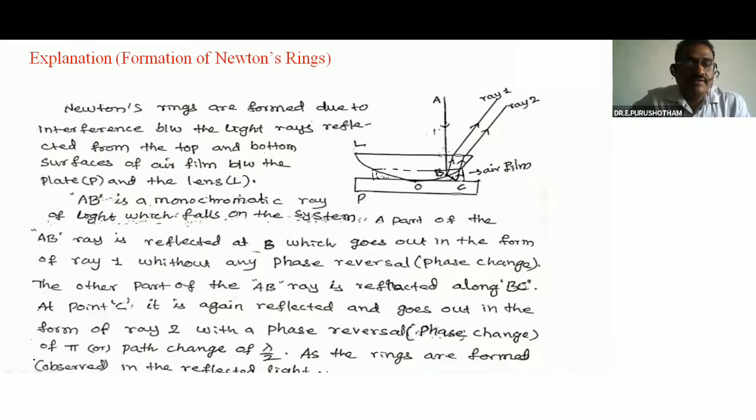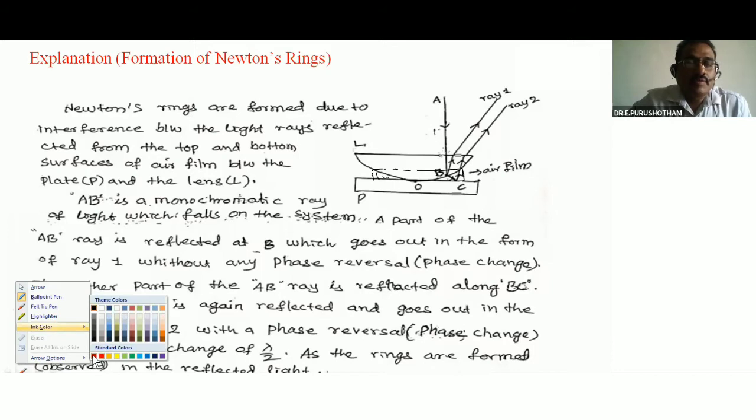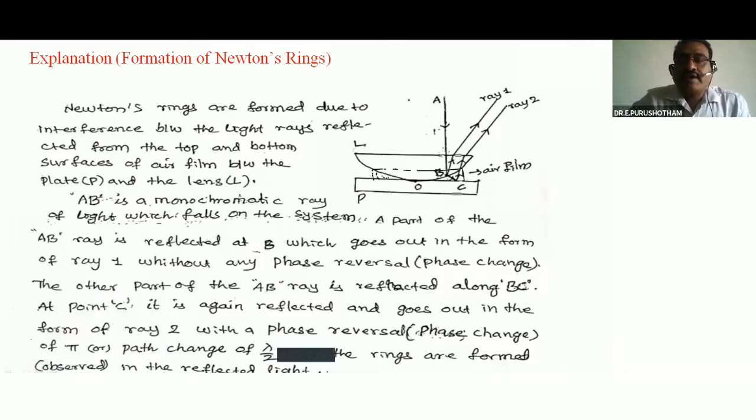I am giving some other color. Yes, you can see here, up to here, this is the air film. You imagine, just imagine this is the air film.